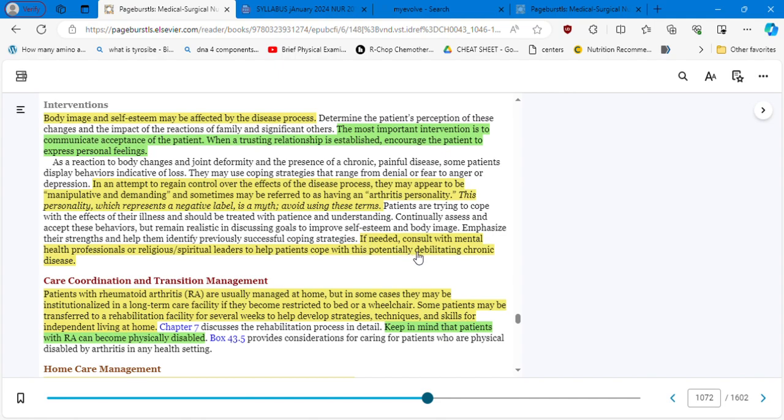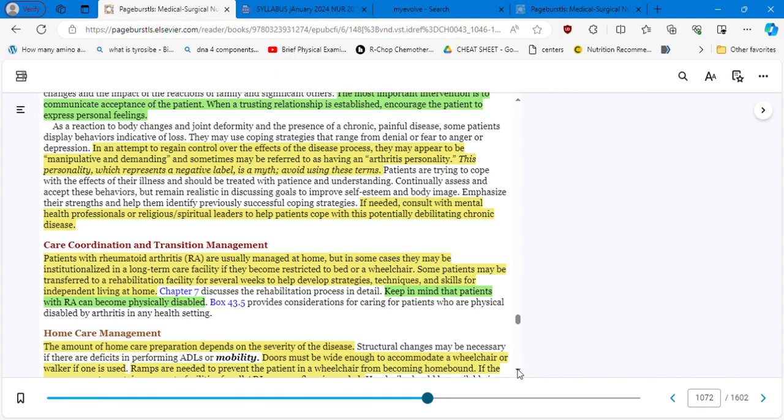If needed, consult with a mental health professional or religious or spiritual leaders to help patients cope with a potentially debilitating chronic disease. So then we have the care coordination and transition management. Patients with RA are usually managed at home, but in some cases they may be institutionalized in a long-term facility if they become restricted to bed or a wheelchair.